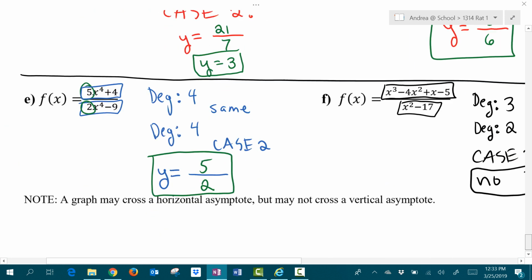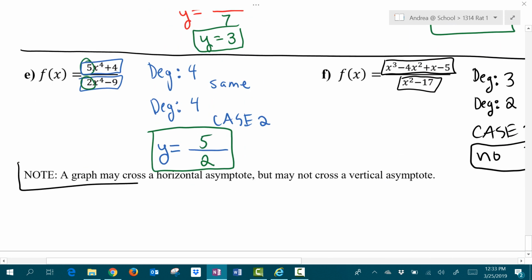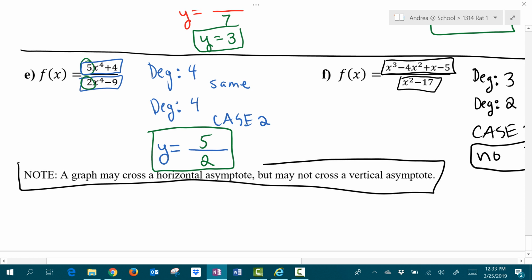One thing to note is that a graph may cross a horizontal asymptote, but we've already stated that a graph may never cross that dotted vertical line that we call a vertical asymptote.